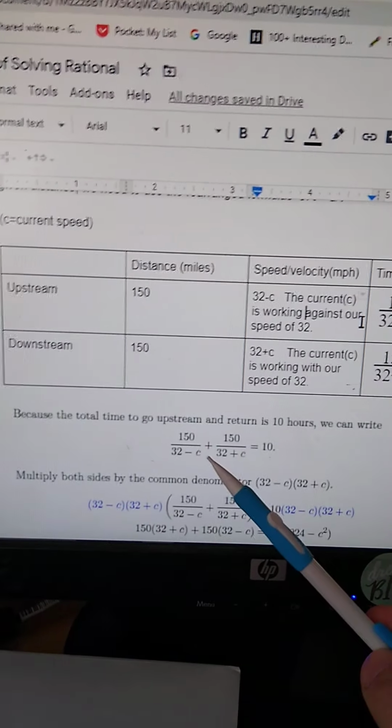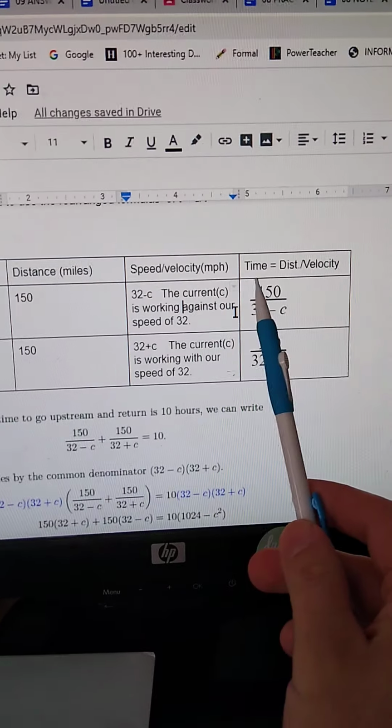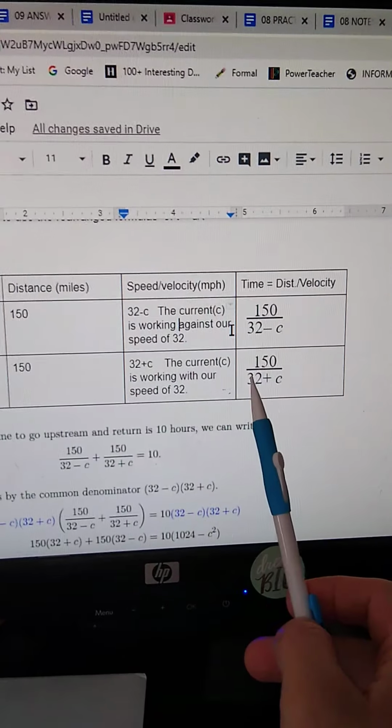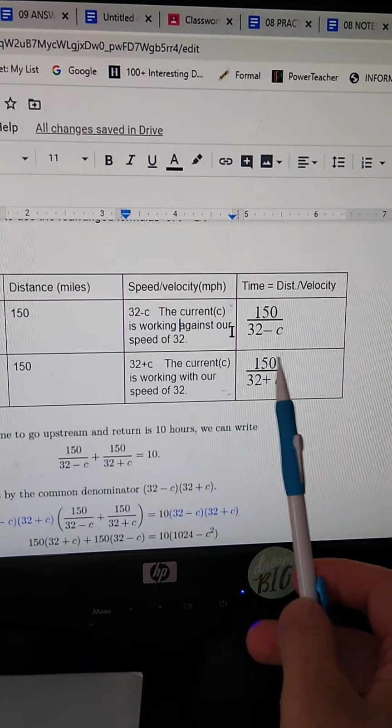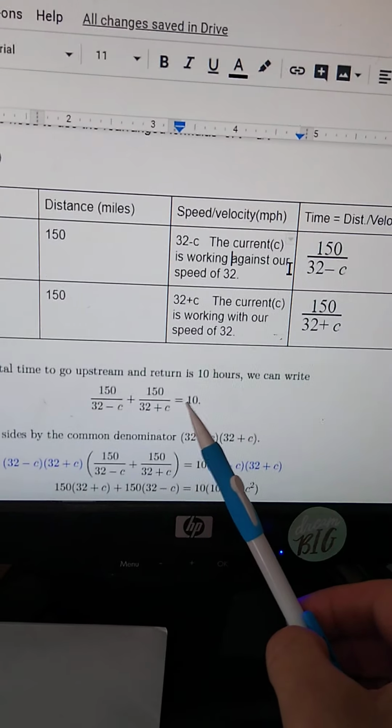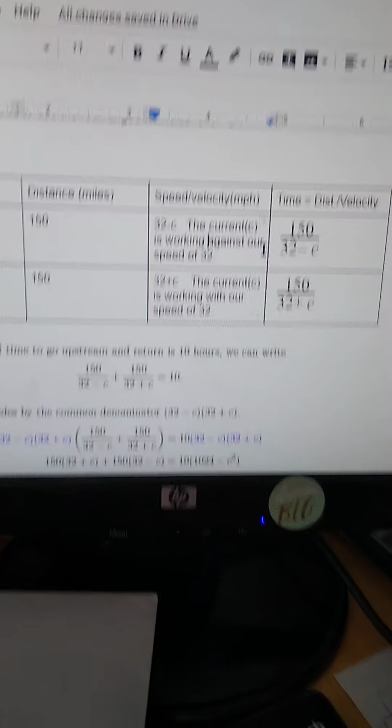So we just know that those two expressions together, the amount of time that it took me to do the upstream, represented by this expression, plus the amount of time it took to do the trip downstream, which is that expression, has to equal a total of 10.